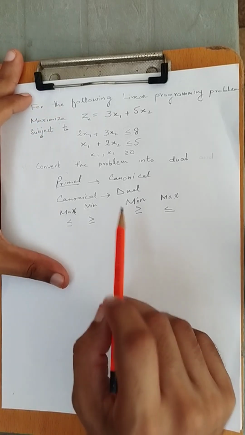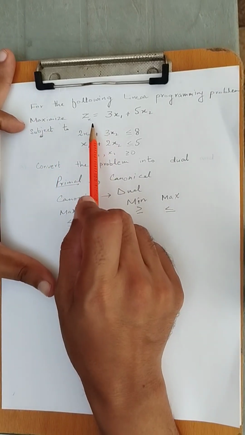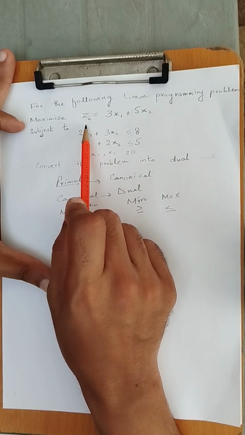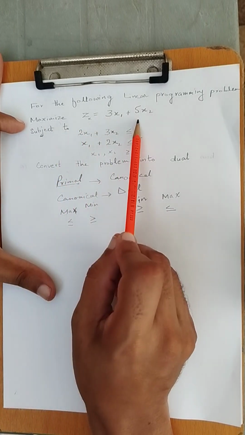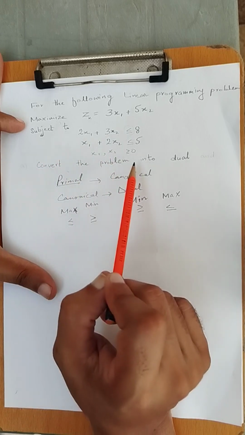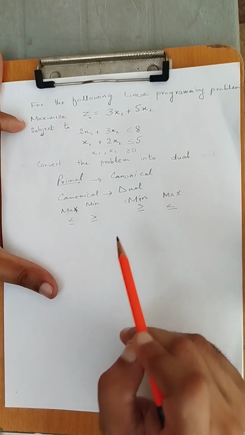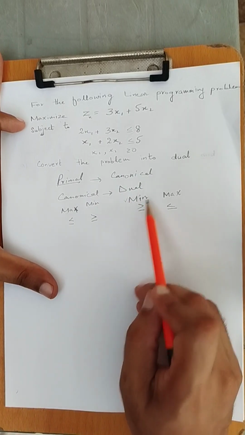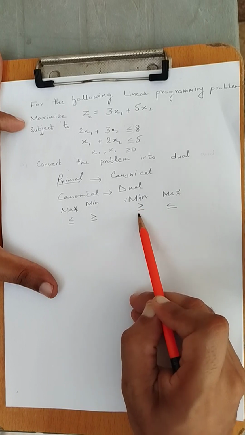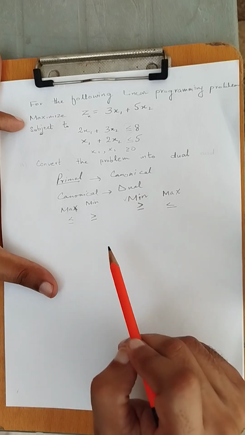Okay, let's summarize. The primal form is the most raw form. When a profit function is given in the primal form, it has to be converted into a cost function. When it is a cost function, it is minimized. When it is minimized, the constraint inequalities must be greater than or equal to in the dual form.